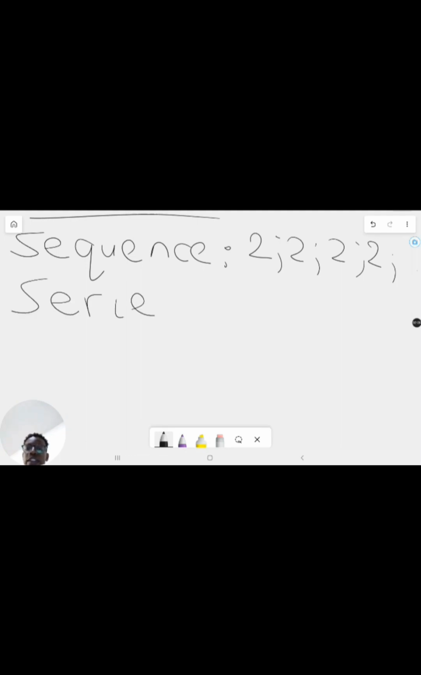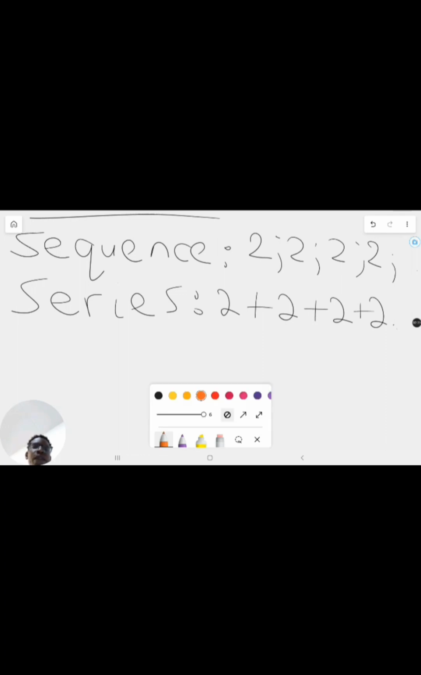So a series of the sequence that you see above here would be 2 plus 2 plus 2 plus 2, etc. Okay, so the difference between a sequence and a series is essentially a semicolon and a plus sign. That is the difference. For a sequence you list the individual terms and you don't add them together, and for a series you add the individual terms. That's the difference between a sequence and a series.